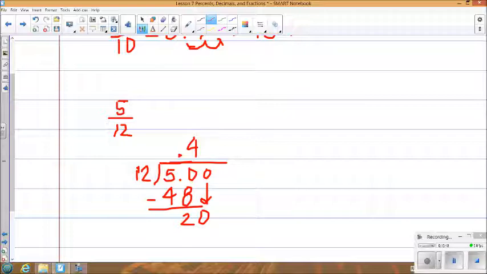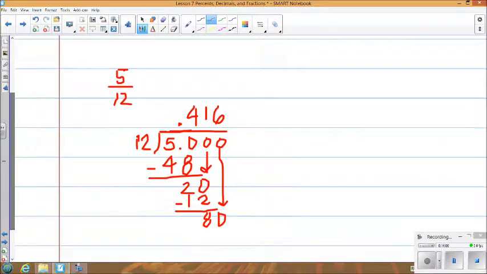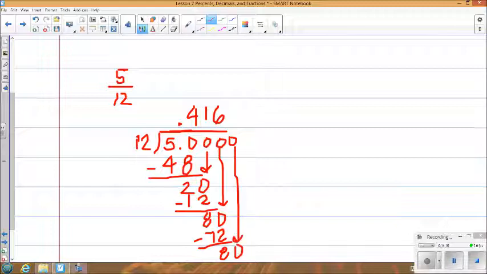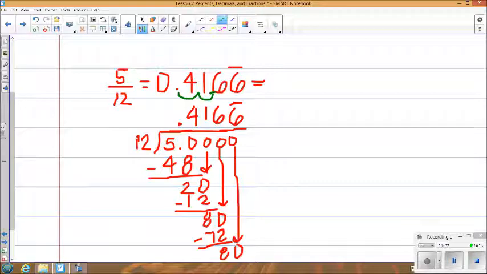I'm going to add a 0 in there. So now I have 12 going into 20 one time, and I get 8 left over. How many times does 12 go into 80? It's going to be 6 times. 6 times 12 gives me 72, and I get 8. So now you're going to see that it's just going to keep repeating. Those 6's are just going to keep repeating. So 5 over 12 is the same thing as saying 0.4166 with repeating 6's. When I multiply this by 100, I'm really moving the decimal place over twice.